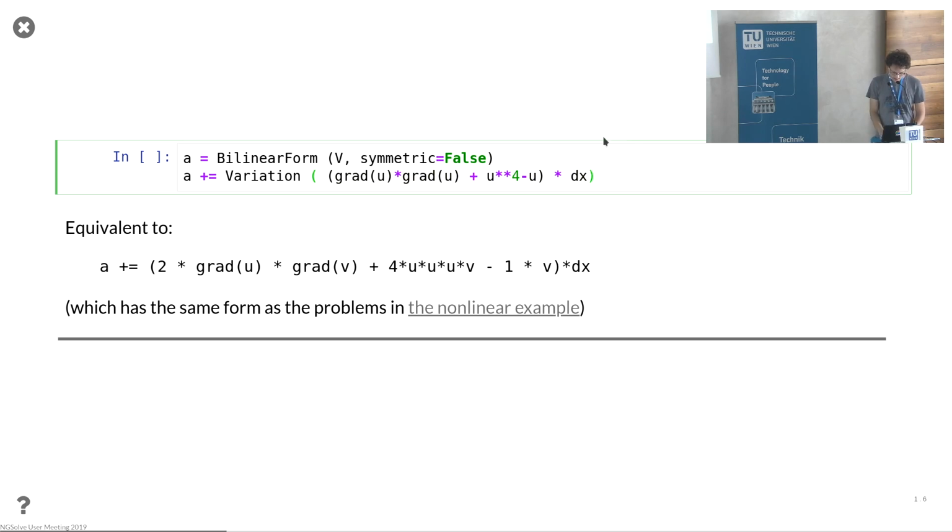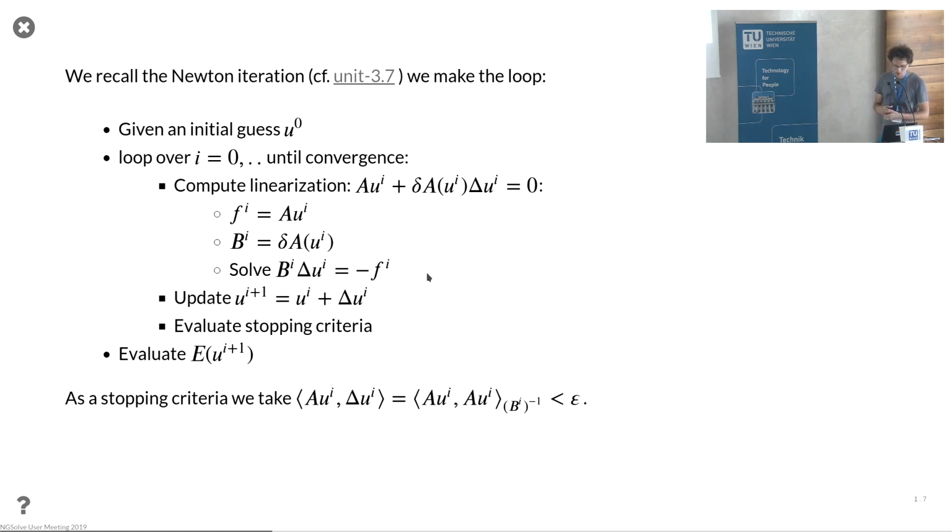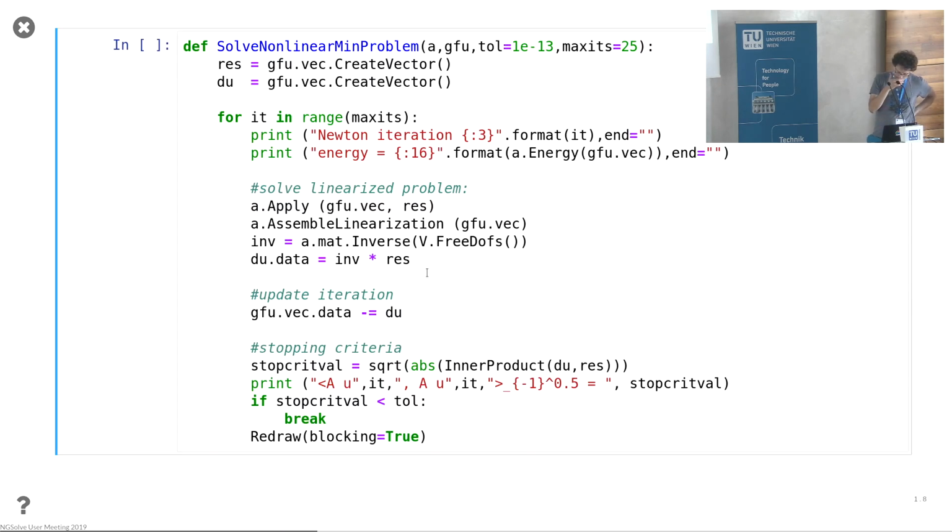Okay, and this essentially is equivalent to putting the corresponding PDE problem, which is written down here as a nonlinear example, but we do it this way here. Okay, and now we can do a Newton iteration for the minimization problem, which takes essentially the same version as before, with the corresponding different interpretation of what is the A here. So this is again the implementation of that.